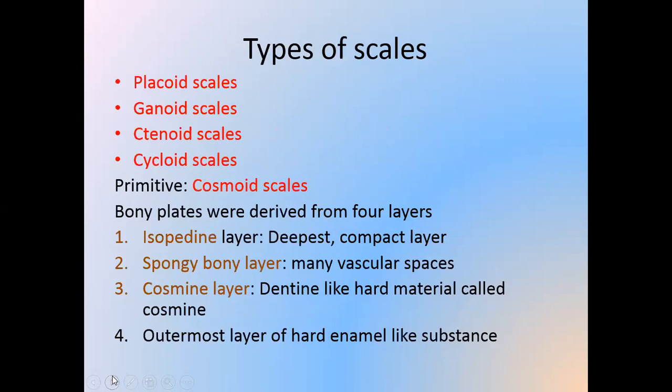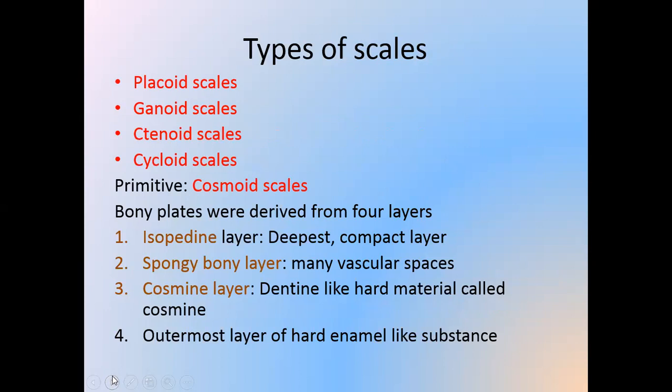Types of scales. Basically, four types of scales are found in the whole world. Number 1 is placoid scales, number 2 is cosmoid, number 3 is ctenoid, and number 4 is cycloid scales. Primitive scales are cosmoid scales. Bony plates were derived from four layers.